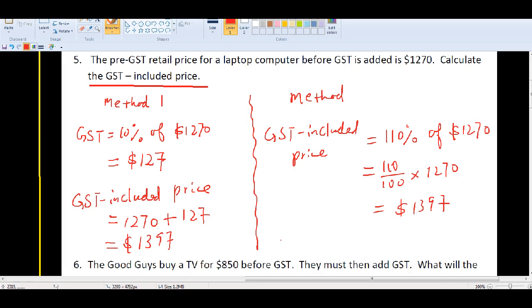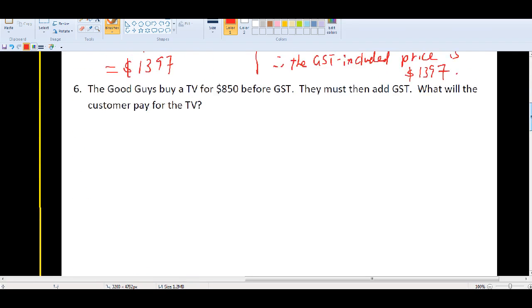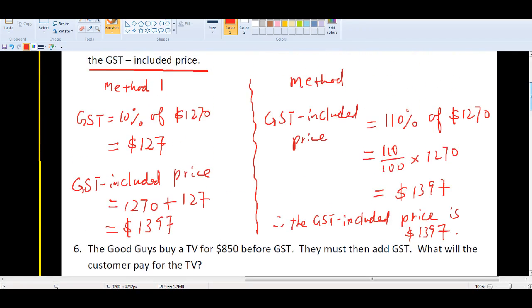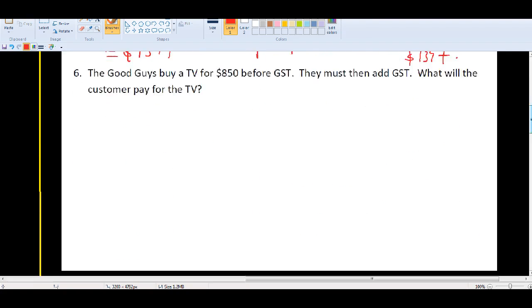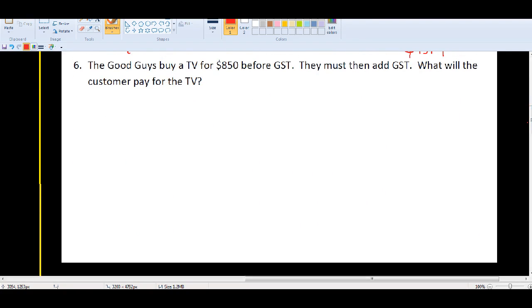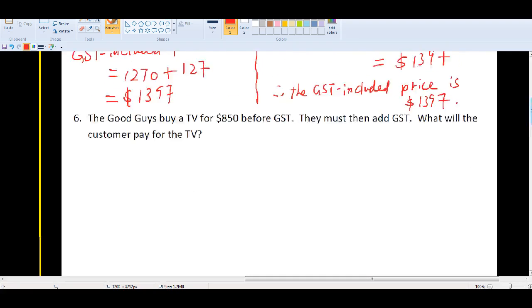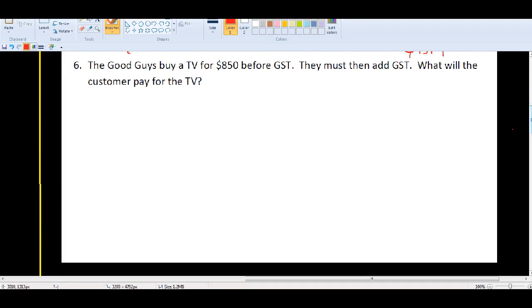So the GST included price is, okay, that would be good. Okay, so we move on to our next question. So I'm going to give you some time to try to do it by yourself. All right, okay.